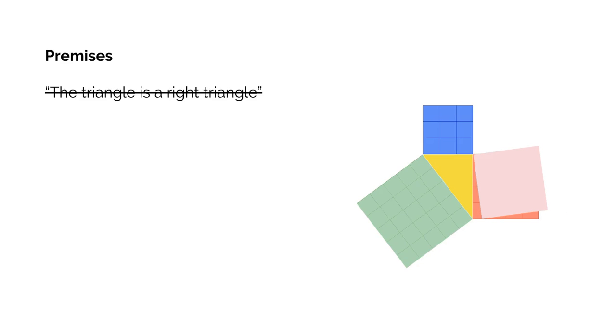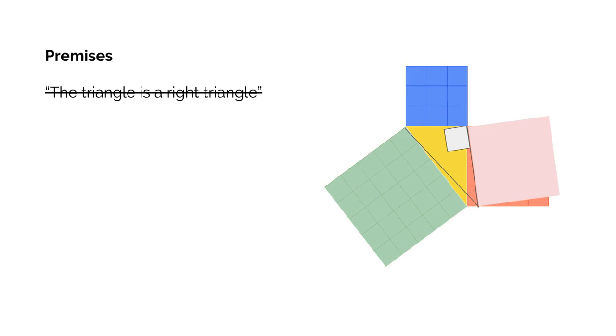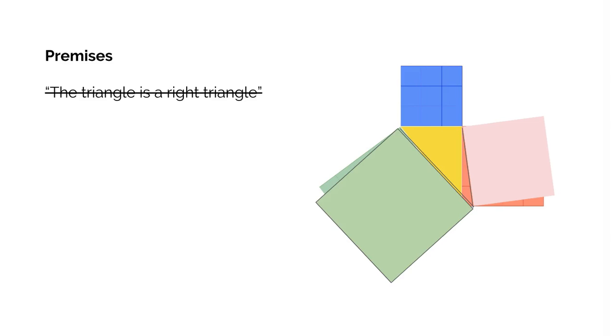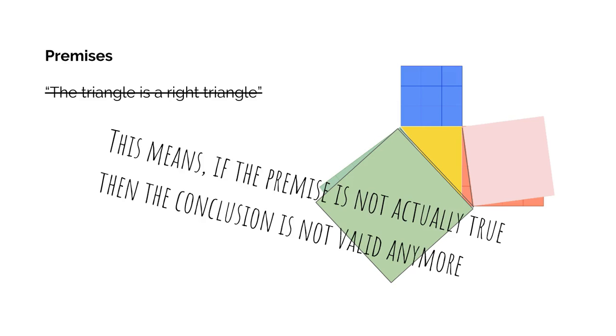And what if the premise isn't actually true? For example, if the triangle isn't a right triangle? I redrew this one a little to make the corner not square anymore. See that black line there? So now it'll be bigger than the blue square plus the red square, which haven't changed size. So the whole thing doesn't work anymore, right? If that triangle is not a right triangle. Meaning, if the premise is not actually true, then the conclusion is not valid anymore. So premises support the conclusion.